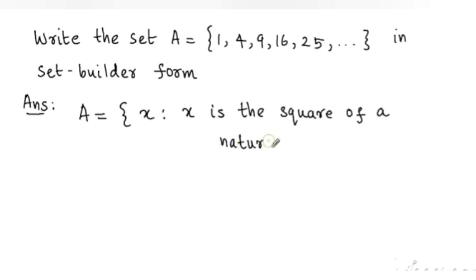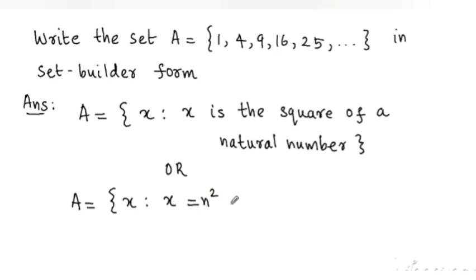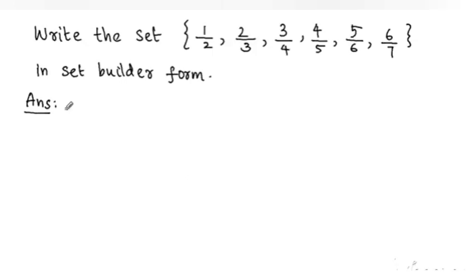Natural numbers: 1 squared is 1, 2 squared is 4, 3 squared is 9, 4 squared is 16, etc. That is given in that collection. Or you can write this as A equals the set of all x such that x equals n squared, where n is a natural number. So we can write where n belongs to capital N. We can write either in the first way or using the second way. Both are correct. Now let's move on to the other problem.